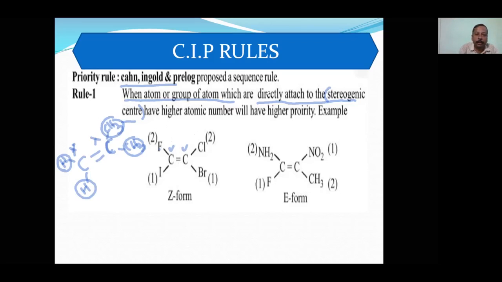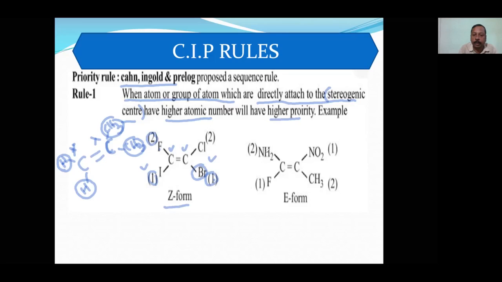So here in EZ isomerism, higher atomic number will have higher priority. These two only you have to compare; don't worry about these two. Chlorine and bromine: bromine has the higher atomic number, so priority 1, and the lesser atomic number is priority 2. Out of fluorine and iodine, iodine has the higher atomic number, so priority 1 and priority 2. So priority 1 groups are on the same side. Therefore, it is called Z form.